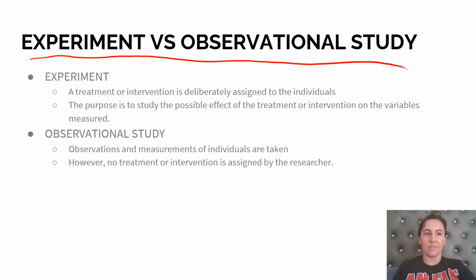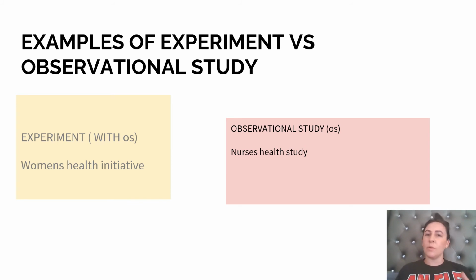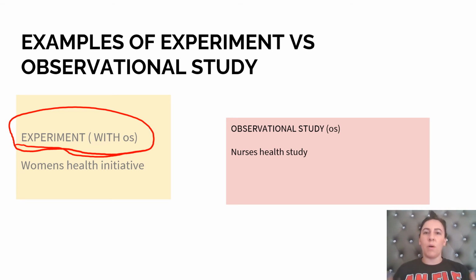That's it. Okay, so I wanted to give you guys some examples of what an experimental study is and what an observational study is. For the experimental study portion of this slide, we will look at what they did with the Women's Health Initiative a long time ago. They wanted to do an experimental study design where they provide menopausal women with hormonal therapy, and then see what the effects are.